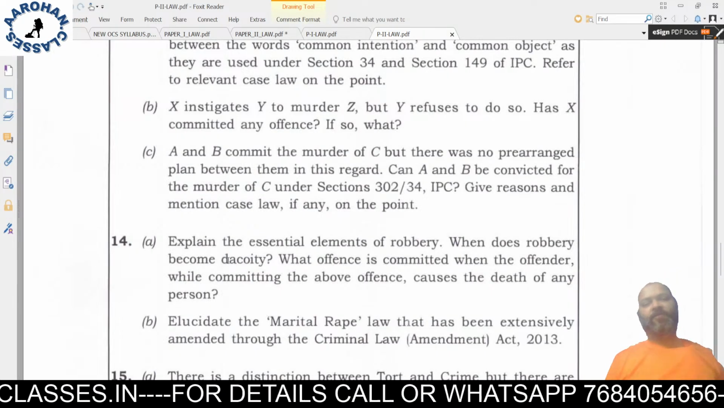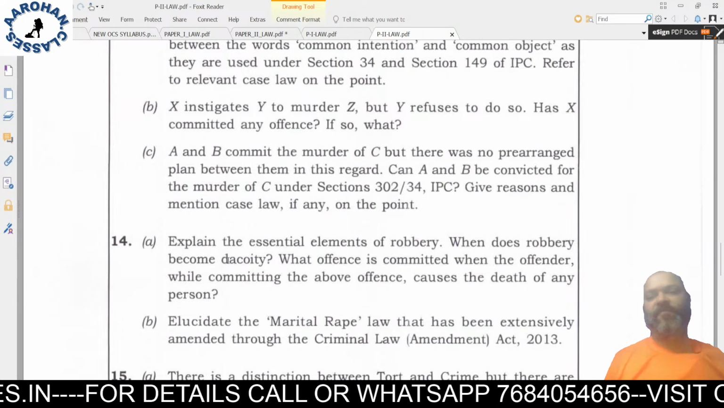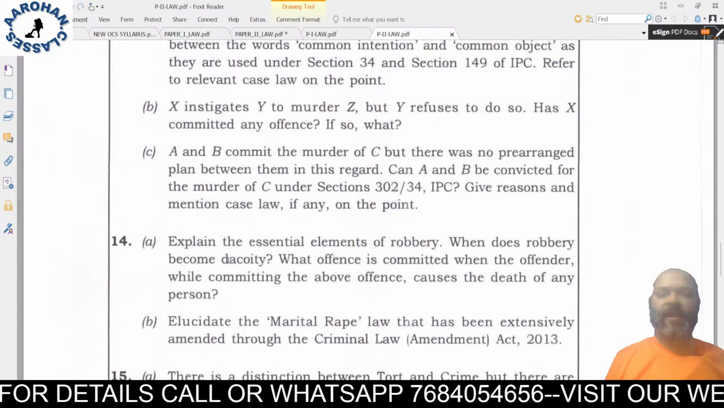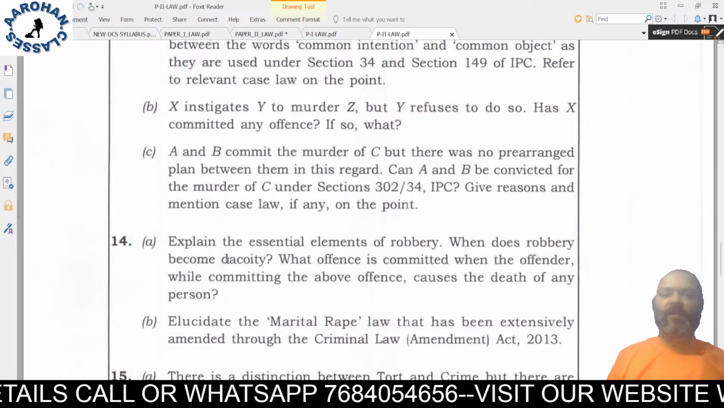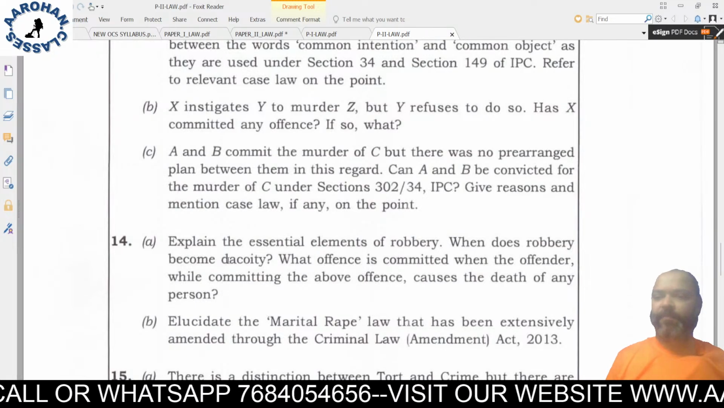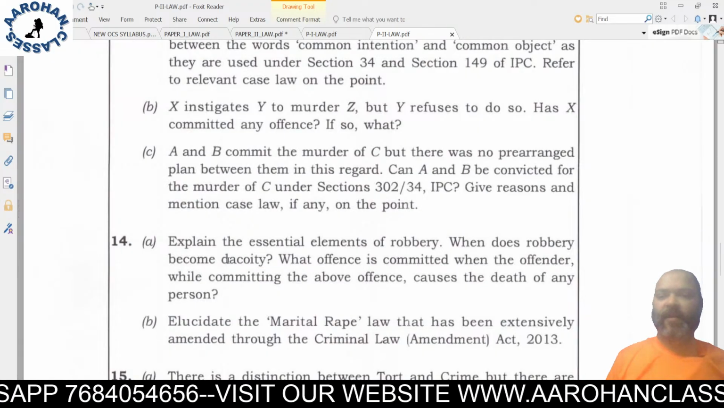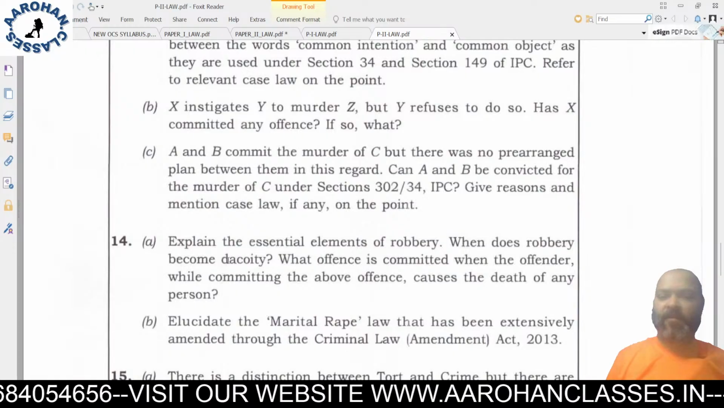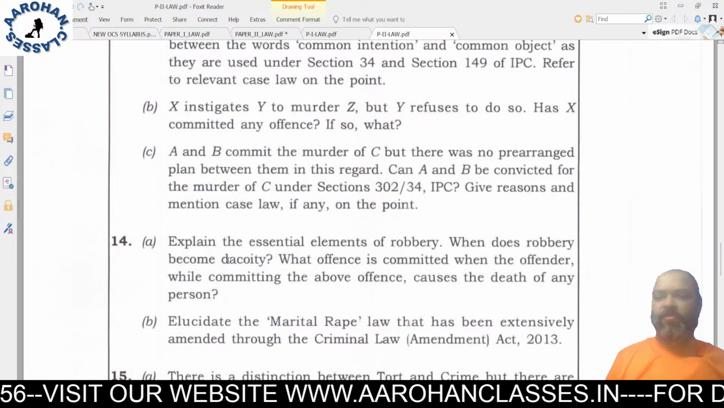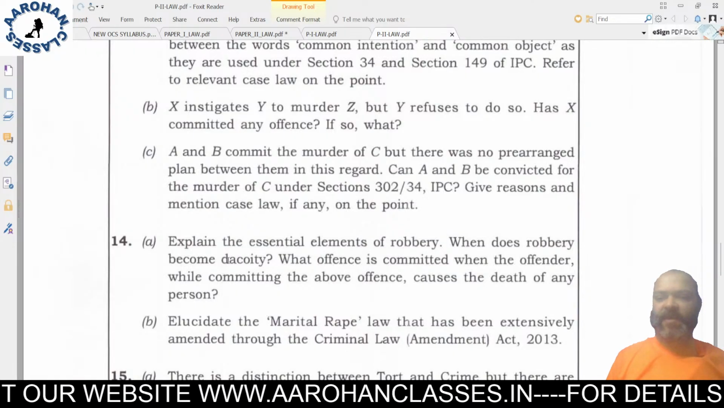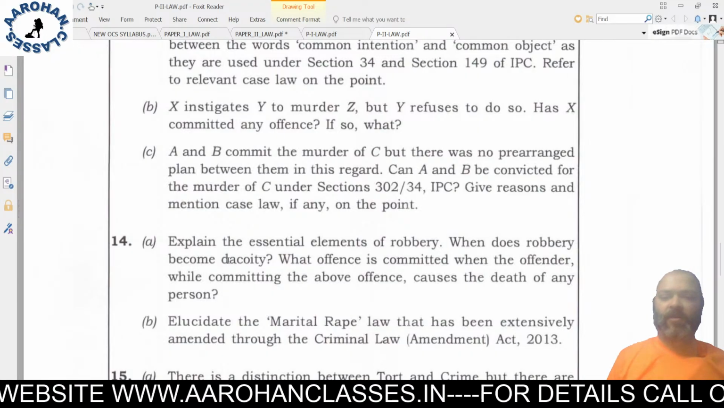X instigates Y to murder Z, but Y refuses to do so. Has X committed any offense? If so, what? A and B commit the murder of C, but there was no pre-arranged plan between them in this regard. Can A and B be convicted for the murder of C under section 302 and 34 of IPC? Give reasons and mention case laws, if any, on the point.